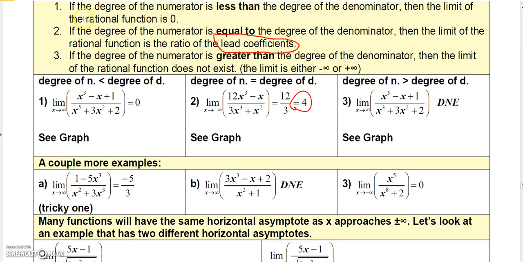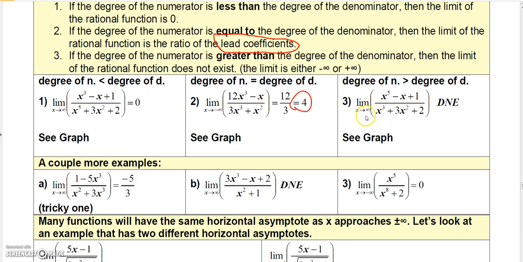Now the third case says if the degree of the numerator is greater than the degree of the denominator, then the limit of the function does not exist. So in that case, the limit would either be minus infinity or plus infinity. So in this example, it says, what's the limit of this function as x goes to infinity? Well, since the degree of the numerator is greater than the degree of the denominator, I would say that this limit does not exist. Now, if you want to know whether it goes to infinity or negative infinity, there is a way to figure it out.